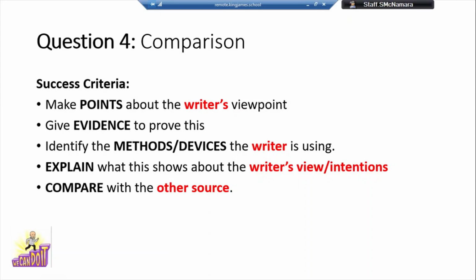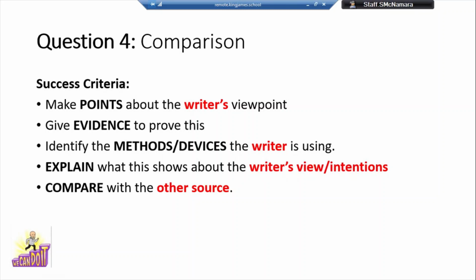These are the success criteria for question 4. It's about talking about viewpoint. So it's important that you look at the writer's viewpoint for both the texts, because it is a comparison. You can start with one, write about that, and then obviously move on to the second and make your comparisons then, or you can do an integrated comparison.